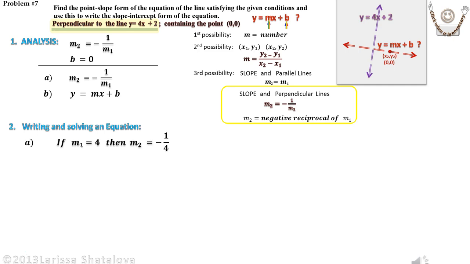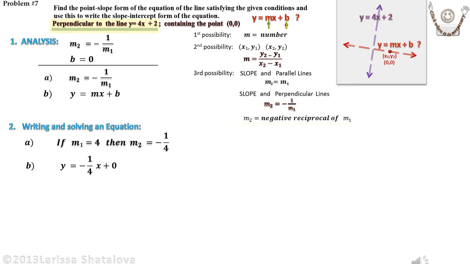The slope of our line will be the negative reciprocal of the slope of the line whose equation is y equals 4x plus 2. So our slope will be negative 1 over 4. And now we can write an equation of the line because we have the slope and we have the y-intercept, which is 0.